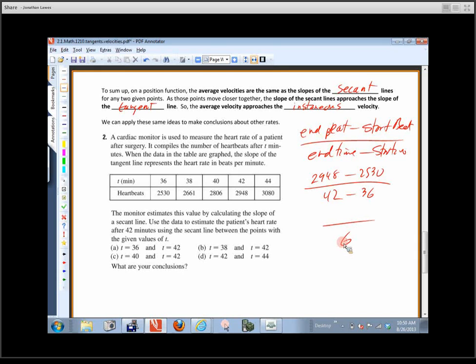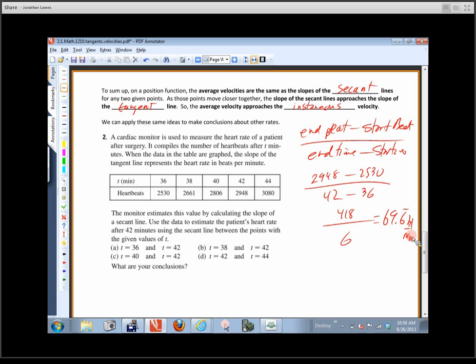We're going to divide by 6. So 29:48 minus 25:30, or we could probably do that in our heads. That's going to be 418. Is that right? No, 408. No, it should be 418. Oh, yeah. Good. How many beats per minute? 69.666, 69.6 repeated, beats per minute.